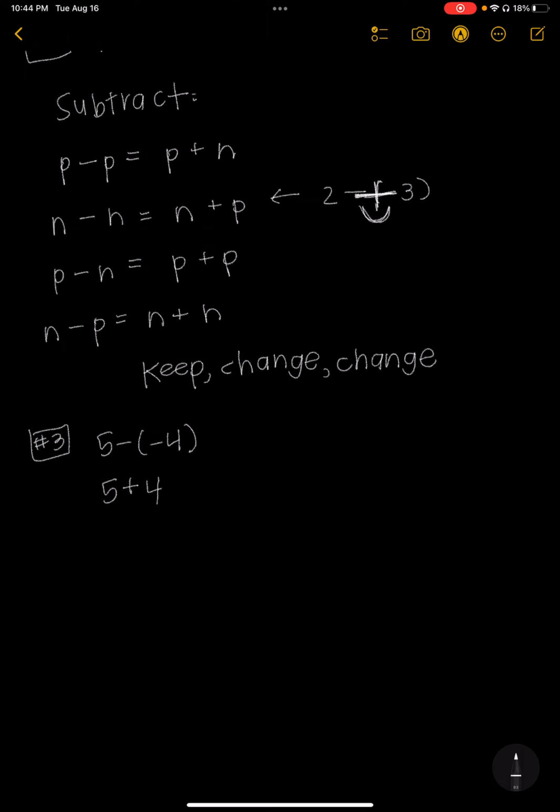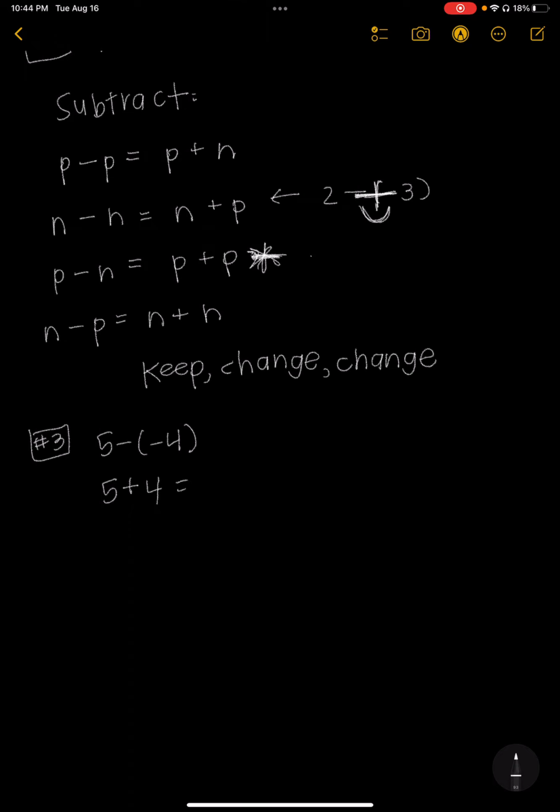Now let's go back to my rules, because my rules use the keep, change, change rule, but I just want to show you that if the keep, change, change thing is a little bit hard for you to understand, you can just memorize the rules that I wrote out. On this one, we have a positive minus a negative, so it follows this one right here. It should change to a positive plus a positive, which it did.